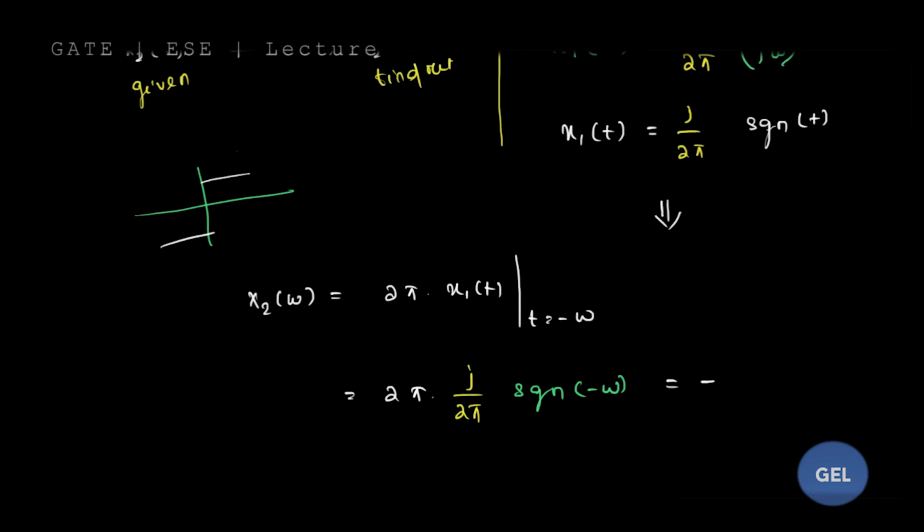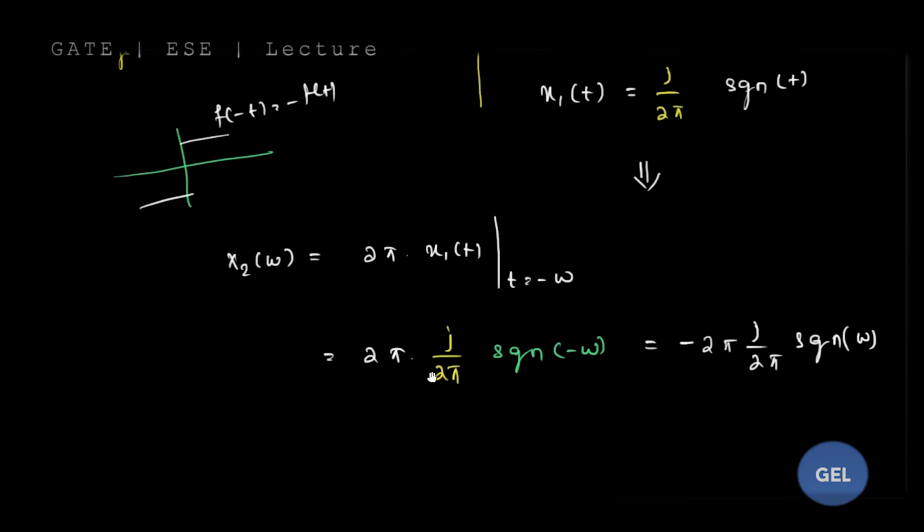Yes or no? What is the formula for an odd function? f(minus t) is nothing but minus f(t). So signum of minus omega will give minus 2 pi times j by 2 pi signum of omega. Correct. I think 2 pi will be cancelled out. So the answer will be minus j signum of omega. Now this is your X2(omega). But in the options of a GATE question, this will not be given in this form.